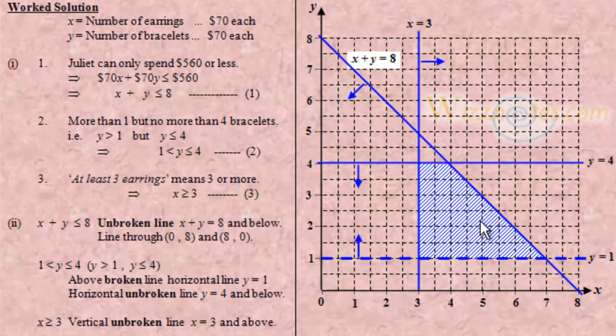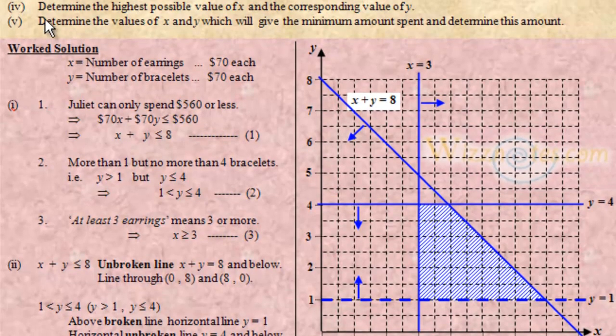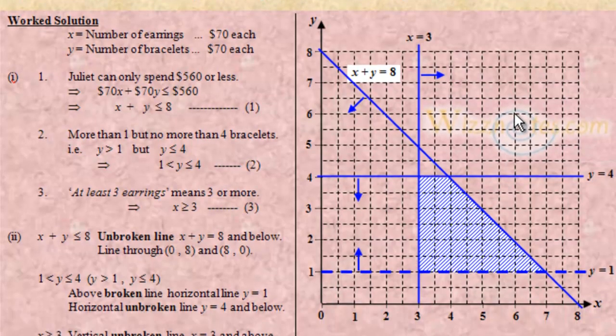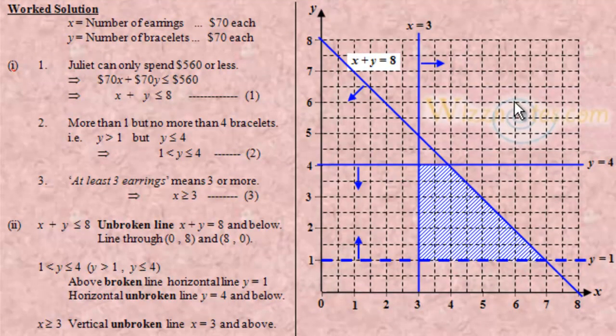So that region is a region that satisfies the 3 inequalities. Now part 4 says determine the highest possible value of x and the corresponding value of y. When we want maximum and minimum values in a linear programming question, we normally go to the vertices of the required region. So if we want the highest possible value of x, normally we would go to this point here. Let's call that point A.